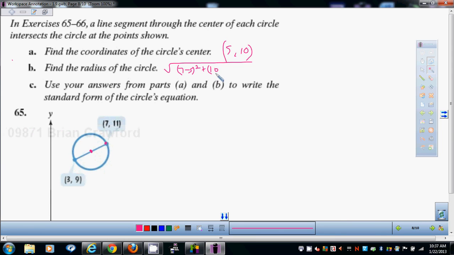The equation of the circle is going to be what? X minus 5, y minus 10 equals the radius squared. Very good. I'll give you a hint. You're going to have to do 66, and it's going to be just like that. Midpoint, distance, put them into the equation. Questions?